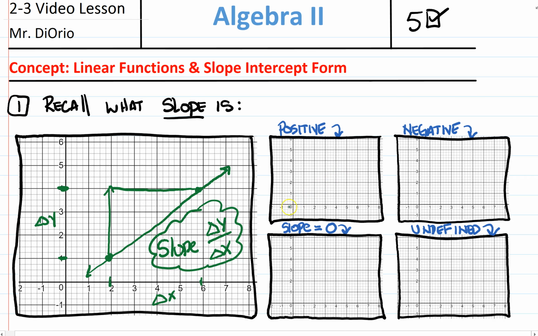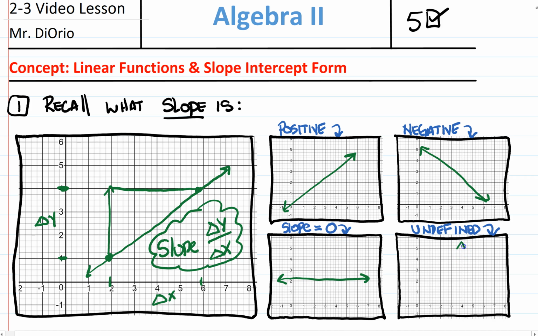Positive slopes go upwards from left to right. So as x increases, y increases. Negative slopes go downward from left to right. So as x increases, y decreases. A slope of 0 is a horizontal line. I know this is not a very straight line, but a horizontal line. The slope is equal to 0 because the change in y is 0. We don't change any y. We stay flat, so the slope is 0.